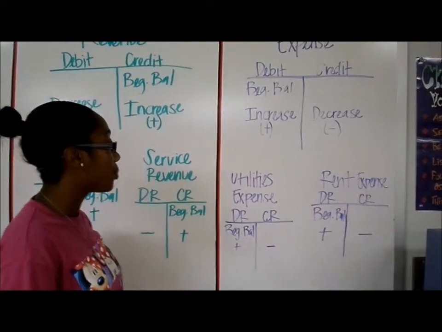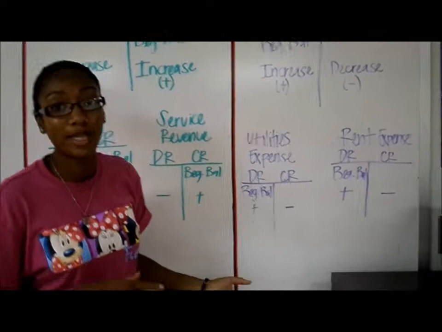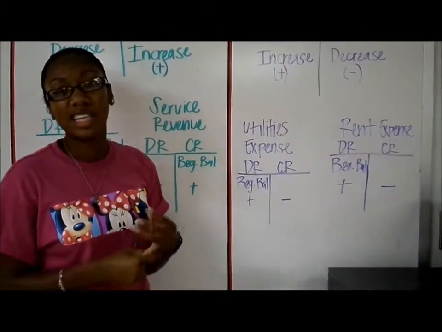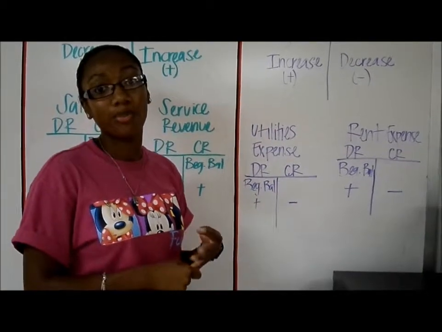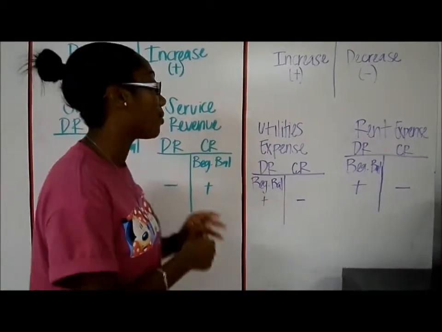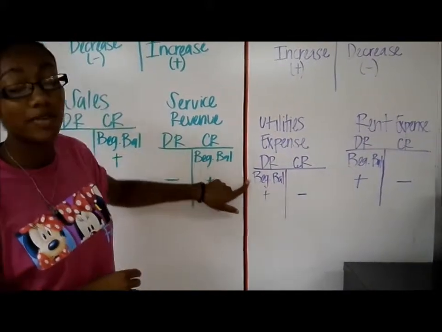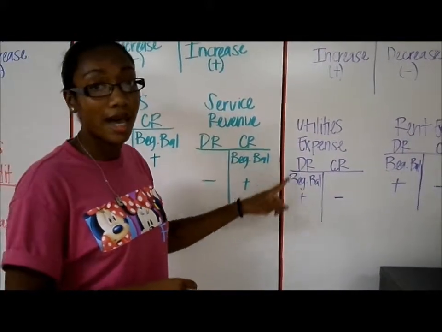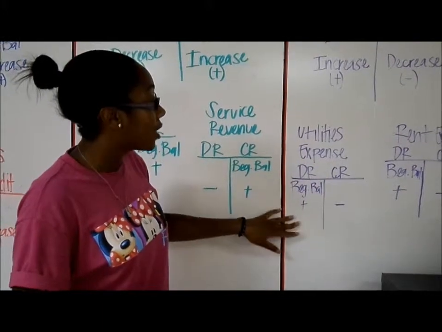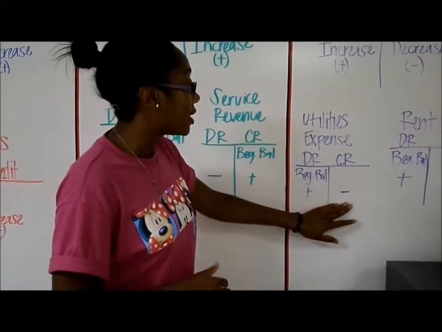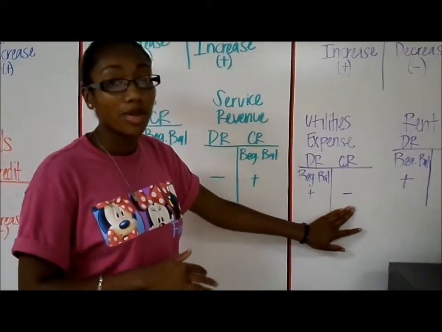Now there's 2 examples that I have of an expense. The first one is utilities expense. So that's any electricity bills or water bills or anything that would fall under utilities. So the beginning balance for a utility is going to be on the debit side of the T account, and any increase to utilities expense would be a debit, and any decrease to utilities expense would be a credit.